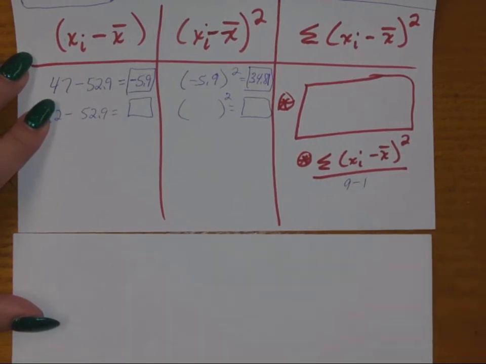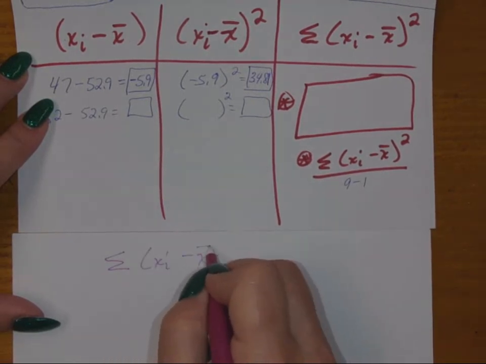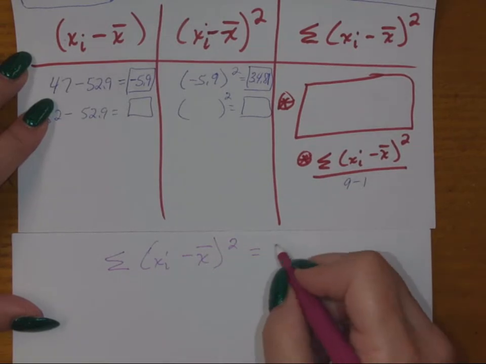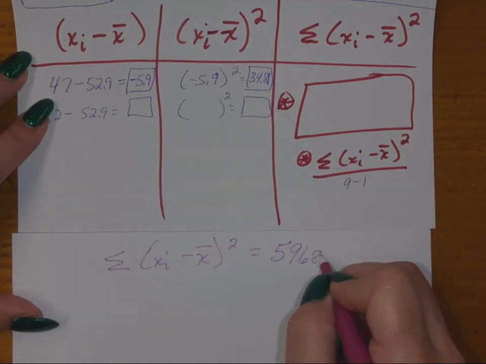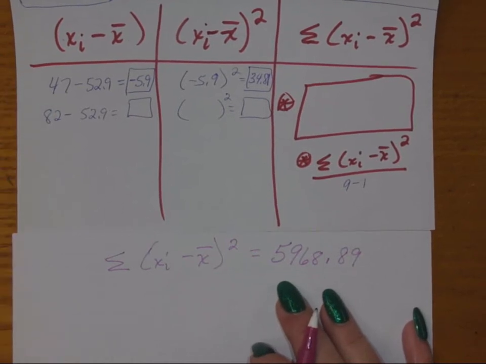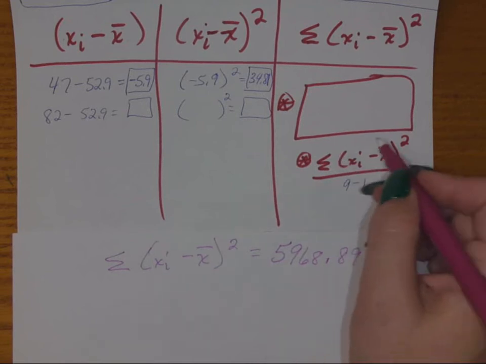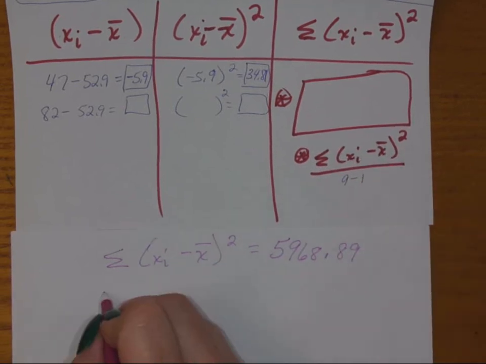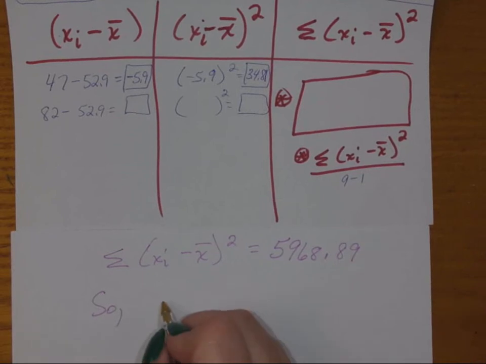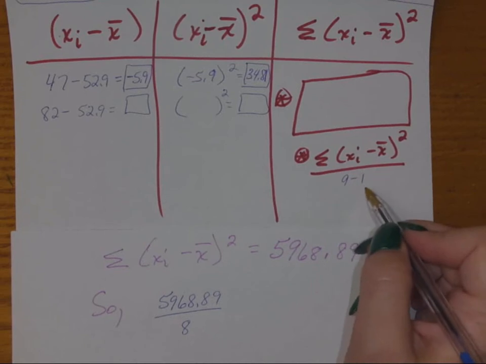So you check it out. My sum of all my x sub i's minus x bars squared, I think, so make sure yours matches mine, because I could have made a mistake when I did this in my office, I think this is 5,968.89. That's a really big number. So it's really easy for me to make little mistakes, and really easy for you to make little mistakes. So make sure you've done it, okay? I think that's the top of my fraction. So now I have 5,968.89 divided by 8, because 9 minus 1 is 8.